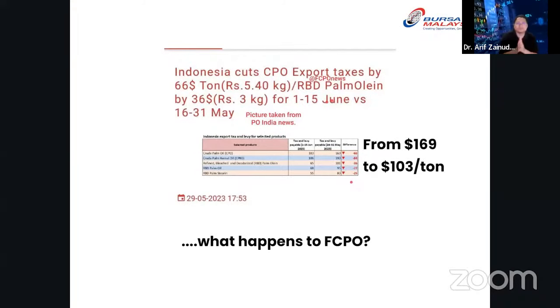So for example, if Indonesia cuts their export tax from $169 to $103 per ton, what's going to happen to FCPO? When they cut their export tax, the big players, the palm oil producers in Indonesia, will be doing a lot more exports. When they're exporting a lot more CPO than before, the demand for CPO will shift towards Indonesia instead of going to Malaysia. So if the demand shifts to Indonesia, is it bearish or bullish to FCPO? Bearish, correct.